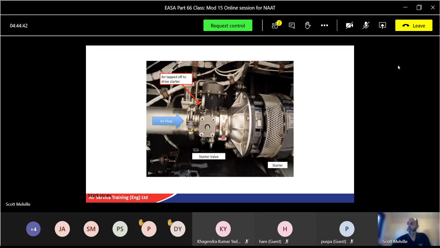So there's your starter valve. There's actually a starter connected with your tapping from the valve itself. So airflow coming in and an isolation valve, and then we'll blow it into actually your starter itself, just like the one we looked at.